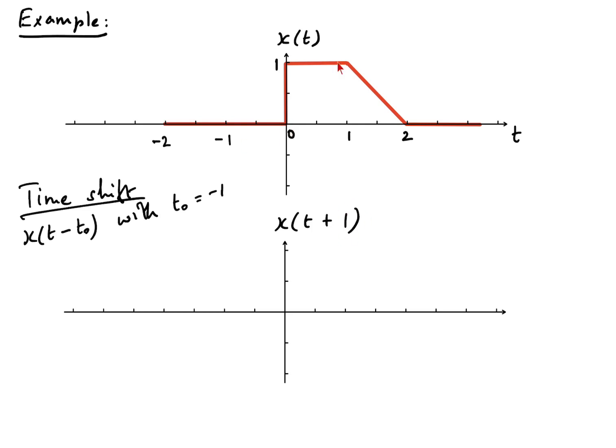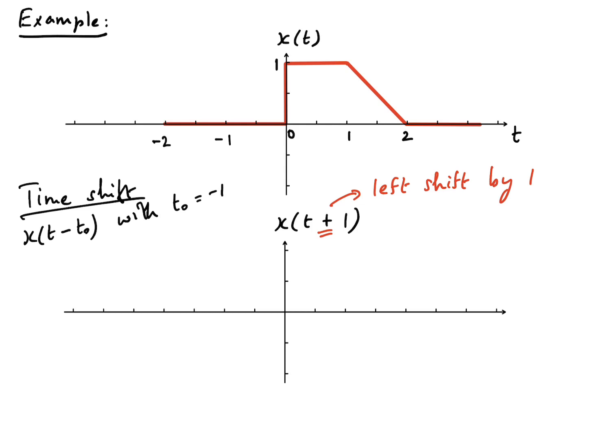So what is happening at 0 will come to minus 1. Whatever is happening at 1 will come to 0. And what is happening at 2 will come to 1. So they're all moving to the left, because there is a plus here, which indicates a left shift by 1. So we are shifting this entire signal to the left by an amount 1.